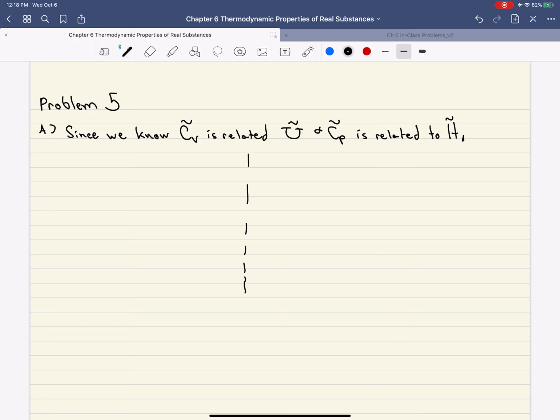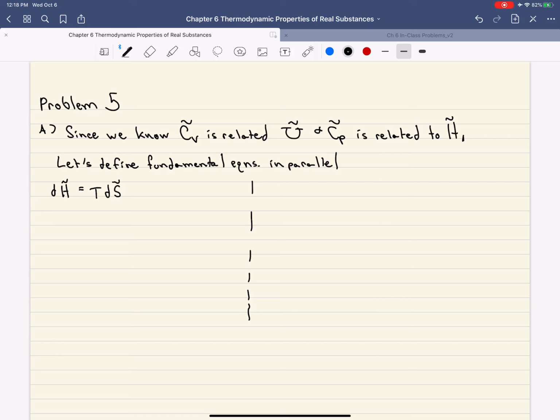On the left-hand side here, first I'll just state overall what we're doing. Let's define fundamental equations in parallel. On the left-hand side here, I'm going to start with enthalpy. So the enthalpy fundamental equation is this. You could rederive it from your thermodynamic square.